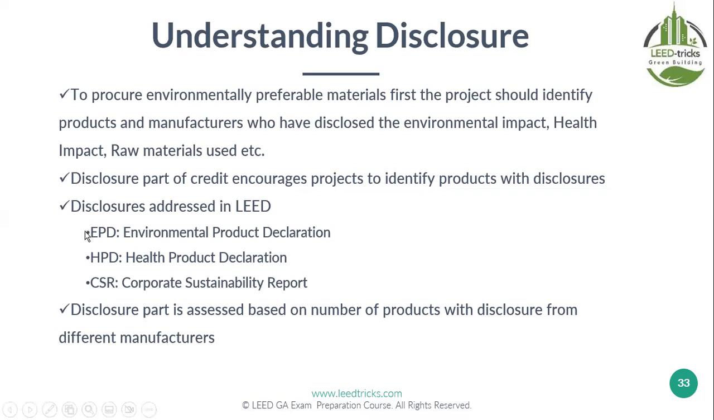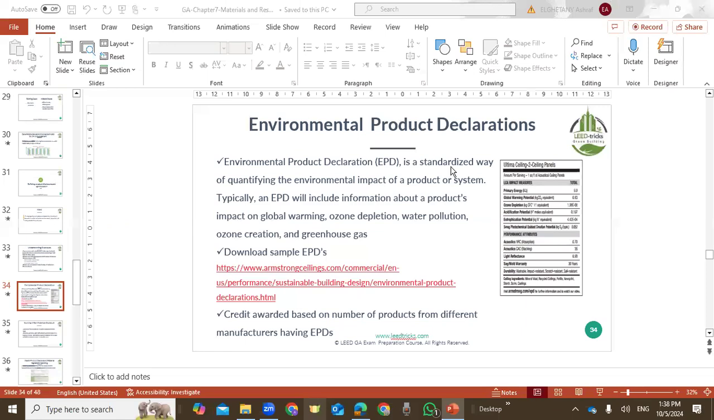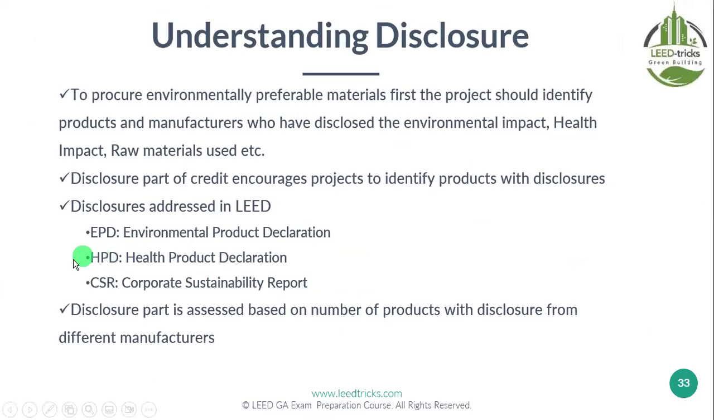HPD, health product declaration. During application of the product, you have a health impact on the people working, the workers, and it might also have an impact after installation on the occupants of the building. So you need to declare the health impact of the product. CSR is disclosure for organizations, like a corporate sustainability report, where your organization declares its sustainability activities throughout the year. It can be quarterly, half-yearly, or yearly.